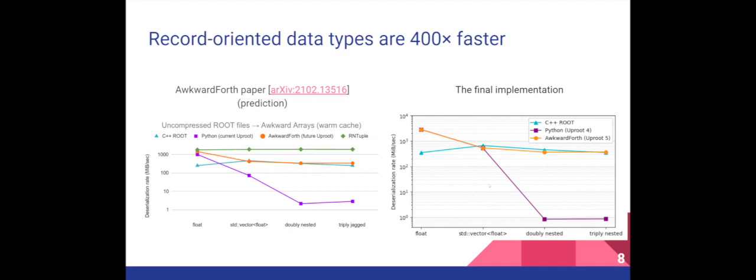And on the right, you can see the performance that we got after the implementation was done. And you can see it matches the predicted performance one-to-one. The absolute number that we got is 400 times faster when it comes to some of the key data types compared to the old Python implementation.